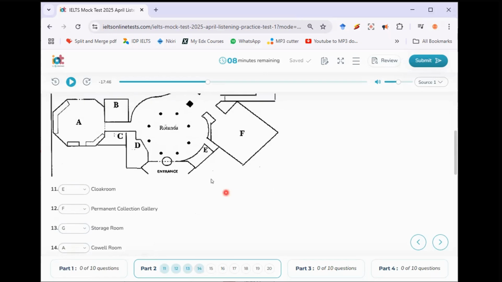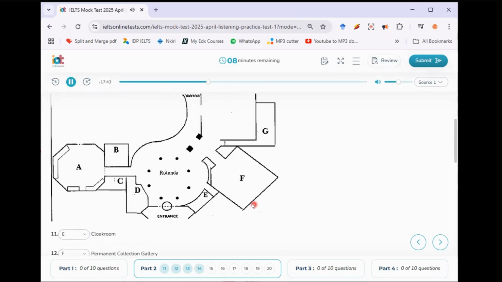Cowl Room. At the far end. Can you see the direction marker there? Direction specific word. And permanent collection galleries. It's one of the museum highlights and contains some high-quality contemporary art. Let me rewind a little bit.